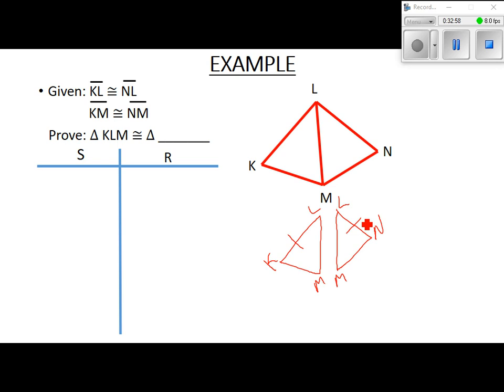Is that enough to say the 2 triangles are congruent? No. Right now we have a pair of what? Sides. So I usually write myself a little s over here at the side. That means I'm a third of the way there.